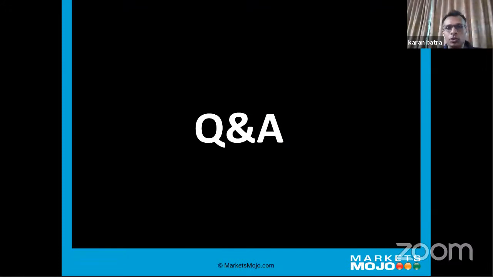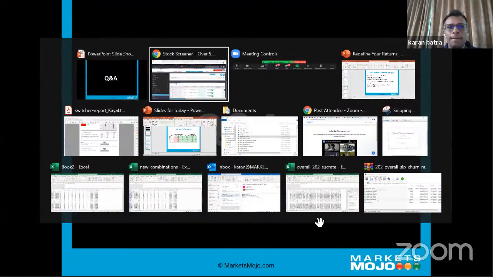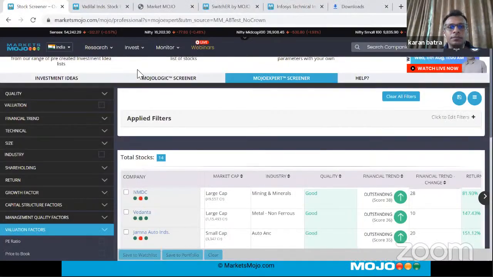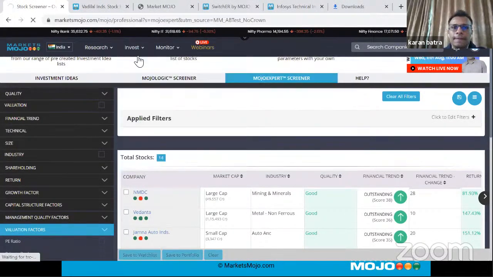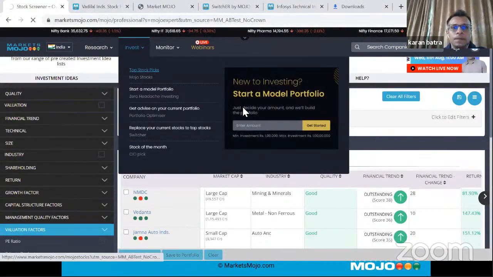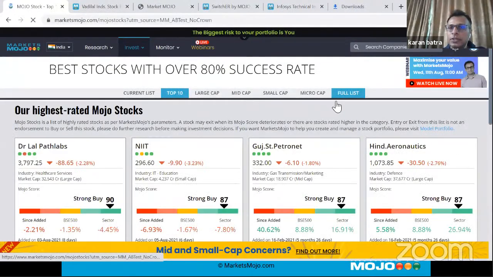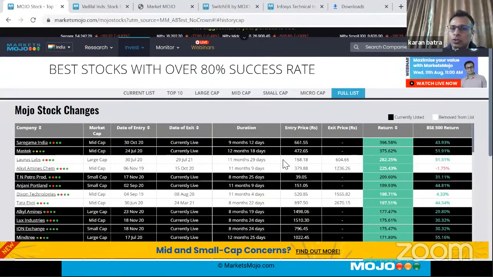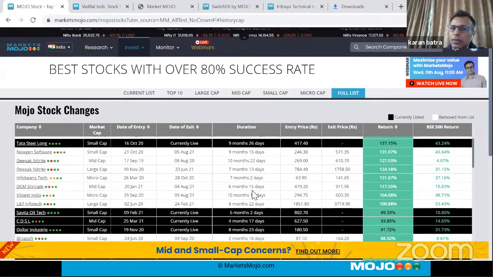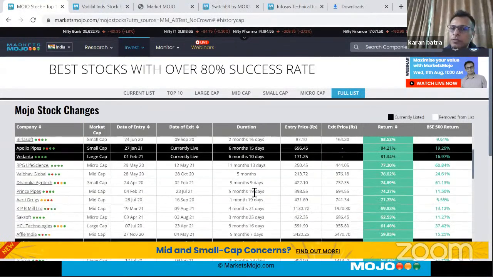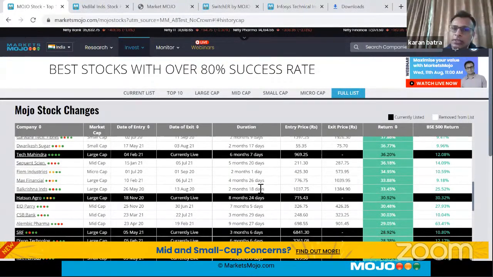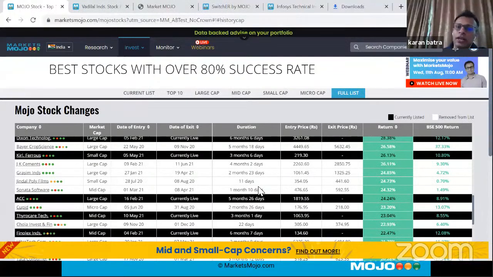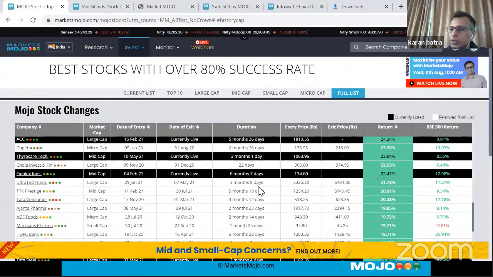If you go to the Mojo stock section, if you go to a full list, you can see till what time these were in the stock. Now, there will be stocks which have been there for 9 months, 8 months, 12 months, but there might be stocks which have been there for a shorter time, like even 10 days or 15 days, 11 days in this case. So if the call, the validity is no longer valid, we will close the call.